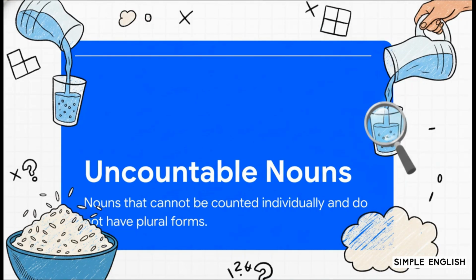And then you've got the other team, uncountable nouns. These are things we think of as a whole, like a liquid, a powder, or an abstract idea. I mean, you'd never say 1 water, 2 waters, would you? Or I have 3 rices. It just sounds wrong. And that's because they don't have a plural form. We don't think of them as individual items.